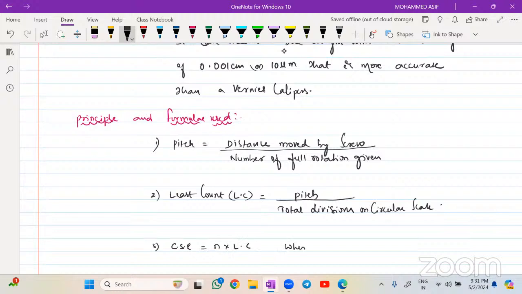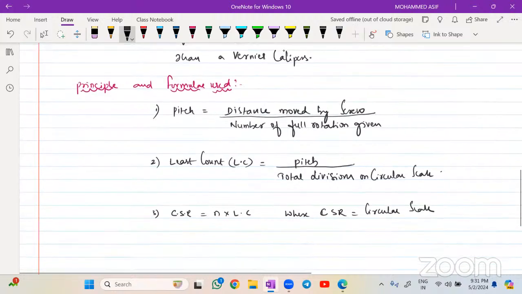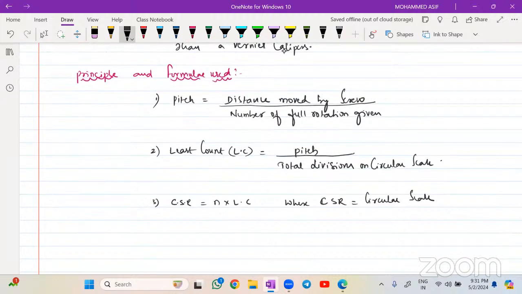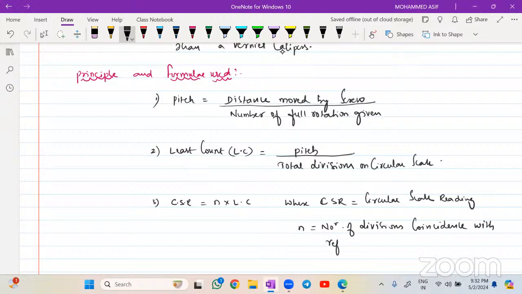Where CSR is known as circular scale reading. And what is n? n is equal to the number of divisions which coincide with the reference line.